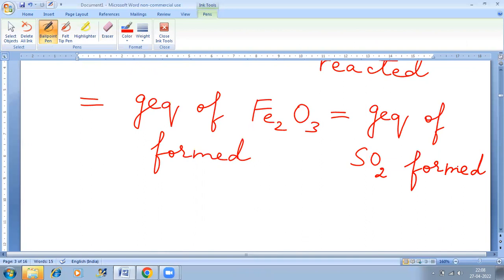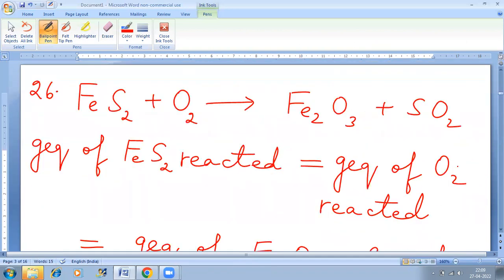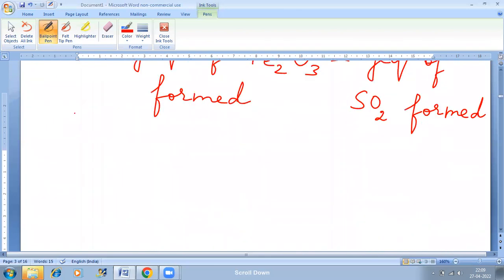X equivalents of O2 are taken. If X equivalents of O2 react in this reaction, then X equivalents of FeS2 will react. And X equivalents of Fe2O3 will be formed, and X equivalents of SO2 will be formed as per this. Hence, the correct option is A.